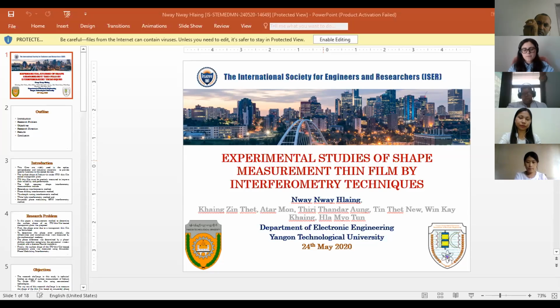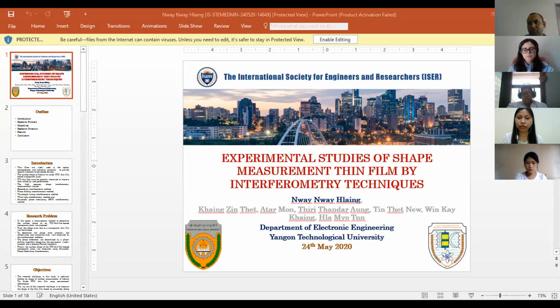This is the flow diagram of the research. Firstly, the helium neon laser beam strikes the beam splitter. The beam splitter splits it into two beams. One beam goes to the reference mirror, which is driven by the piezoelectric transducer, PZT, and its reflected path is called the reference wave. The other beam is reflected by the object, and its reflected path is called the object wave.